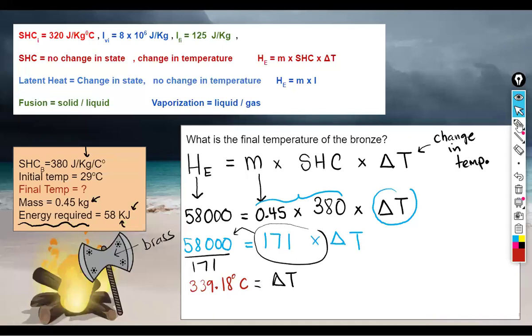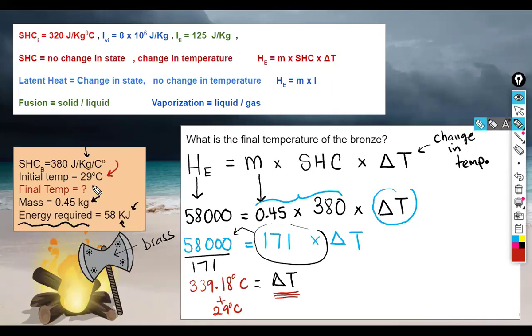Right, some people figured it out. Remember, this is the change in temperature. This is how much it changed by. The initial temperature was 29 degrees Celsius. So when it started the experiment, it was firstly at 29 degrees Celsius. Now it changed by 339. So for the final temperature, we have to add it to the 29 degrees. You start off at 29 and then you change by that amount. So you take the 339.18 and you add the 29 and you'll get your final answer.